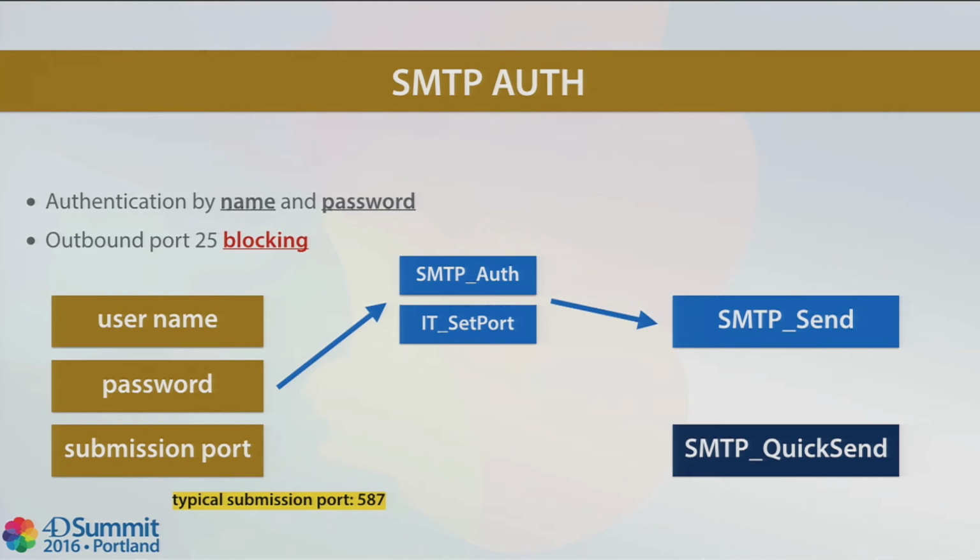So in addition to the auth command, you would also have to use the set port command in 4D. And that means that you could only send email using the send command at this point. But as I mentioned earlier, QuickSend was extended to handle authentication. So now you could use that command as well, even if the server required name and password authentication.